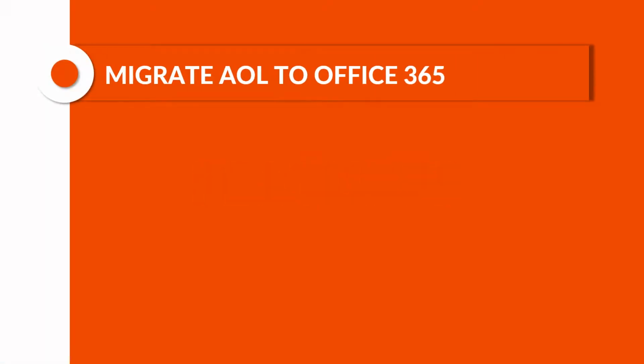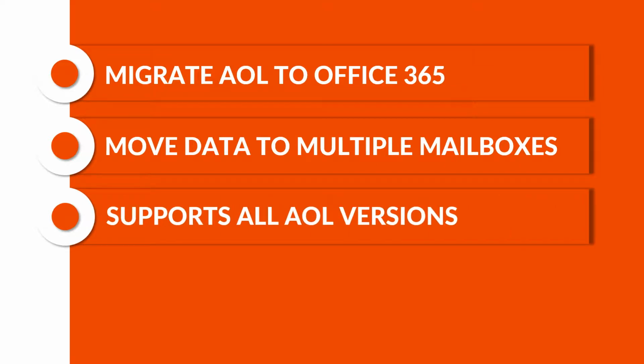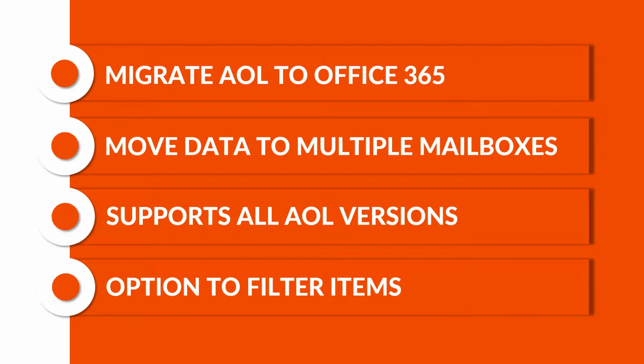Now let's check out the main features. The software lets you migrate AOL to Office 365 with or without impersonation option. Allows to move data to multiple mailboxes within Office 365 account. Supports all the AOL desktop versions and migrates PFC file emails created by the AOL desktop versions. Also lets you filter PFC files according to a selected date range.